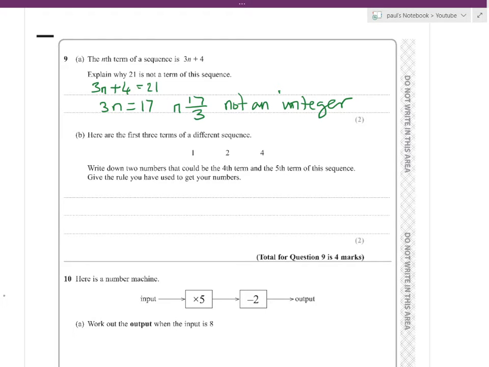Here are the first 3 terms of a different sequence: 1, 2, 4. Write down 2 numbers that could be the 4th and 5th. Could be doubling, couldn't we? We could have 8 and 16. We'll just double to get the next term.